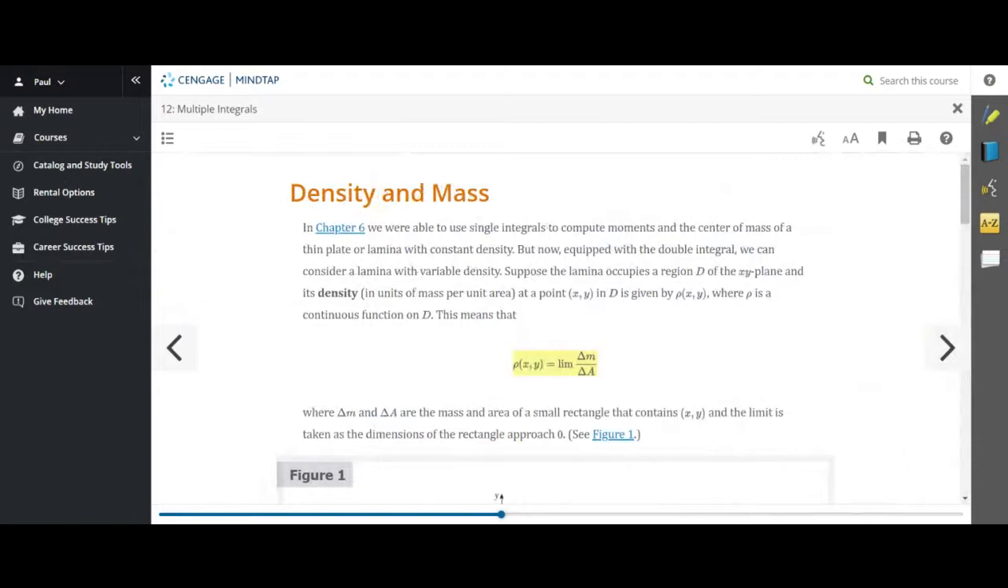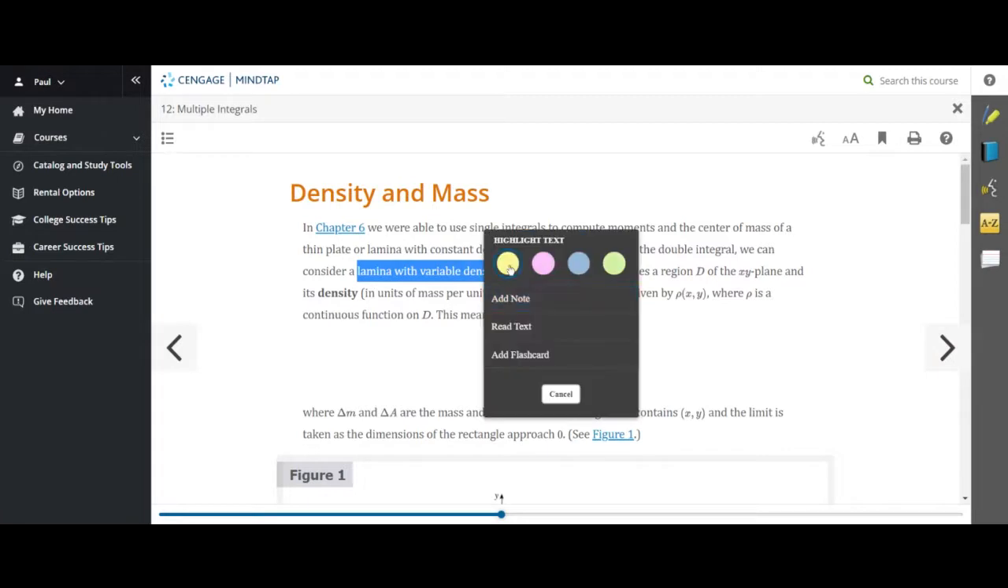How many remember that density is defined as mass over volume? How many remember seeing that definition in middle school or high school? Density is the mass of an object divided by its volume. Okay, Kino remembers that, and Madeline remembers that. Excellent. What we're going to do here is consider a lamina with variable density.